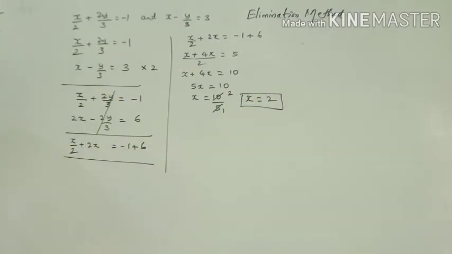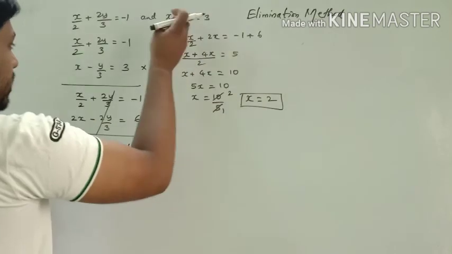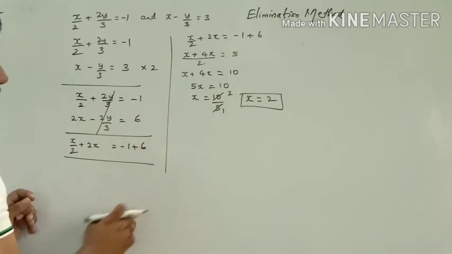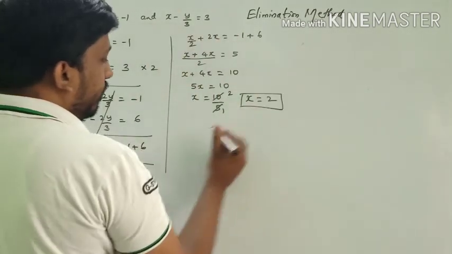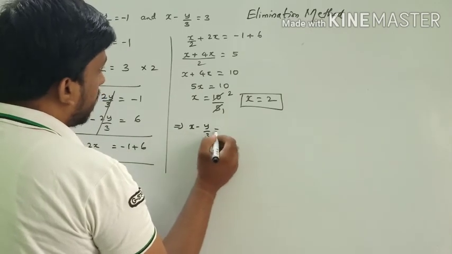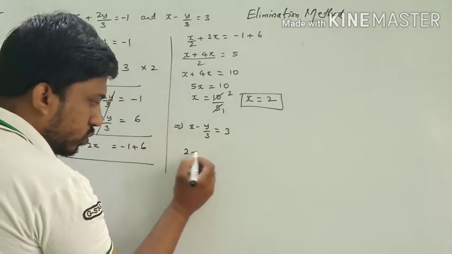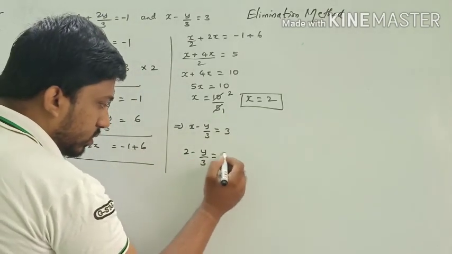So it's so simple, right? Elimination method. Yes. So similarly, x value I got as 2. I'm going to substitute in one of the equations and find the other. So here let me take this: consider x - y/3 = 3. This is the equation. In the place of x, I will be putting 2. So 2 - y/3 = 3.